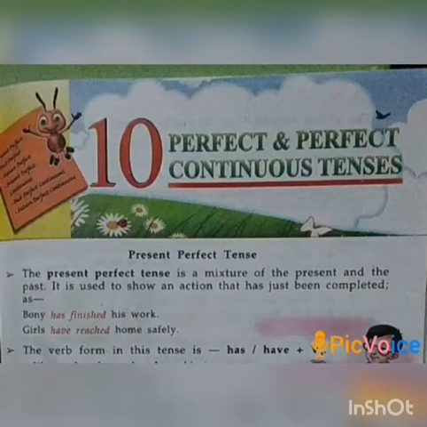எக்ஸாம்பிள் பாருங்கள், Bonny has finished his work. Girls have reached home safely. The verb form in this sentence is has or have plus verb ஓட third form நம்ம யூஸ் பண்ணோம். Once again I repeat it. The verb form in this sentence is has or have plus verb third form.